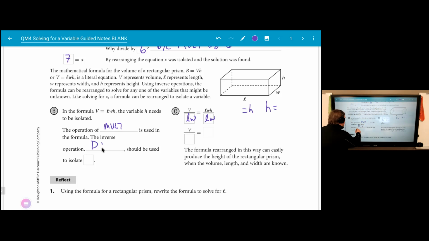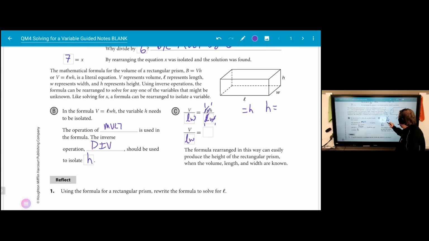to isolate H. If we divide both sides by L and W, L divided by L is 1. W divided by W is 1. On the left side, I get V divided by L times W, equals, the right side is just H. We've isolated it. It is equals H or H equals. How is this helpful? Well, let's say you knew the volume, you knew the length, you knew the width, but you didn't know the height. Now you can plug the things that you know in and solve.